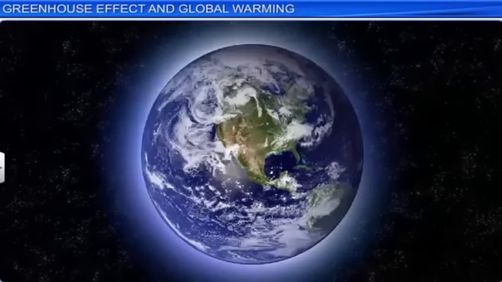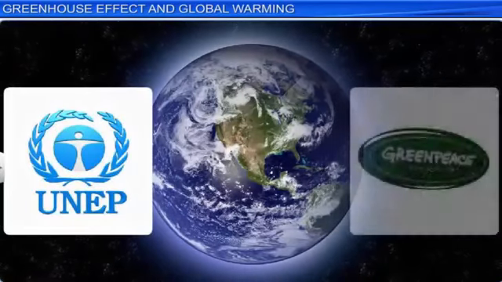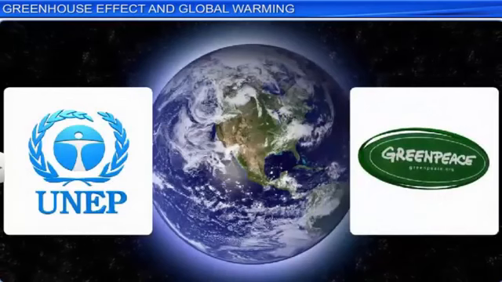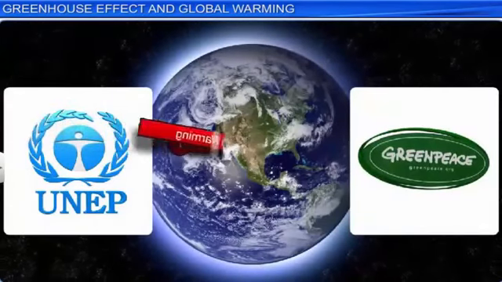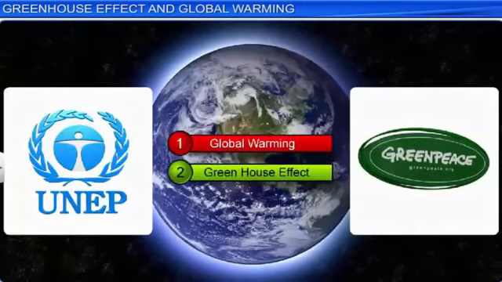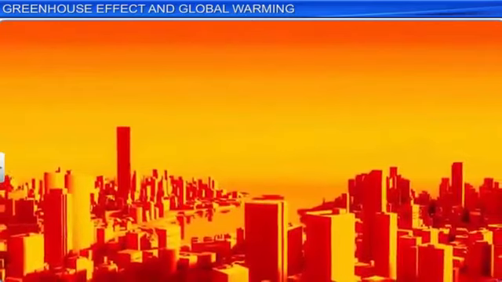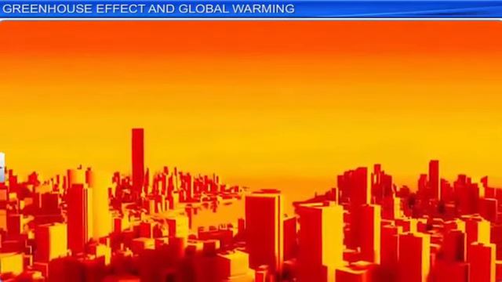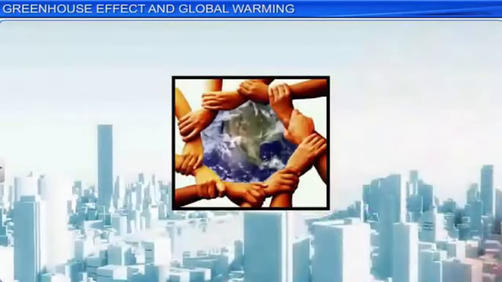International organizations such as United Nations Environment Programme and Greenpeace are taking measures to control 2 major environmental issues: global warming and the greenhouse effect. However, global warming and the greenhouse effect can only be tackled if we all actively contribute to its reduction.